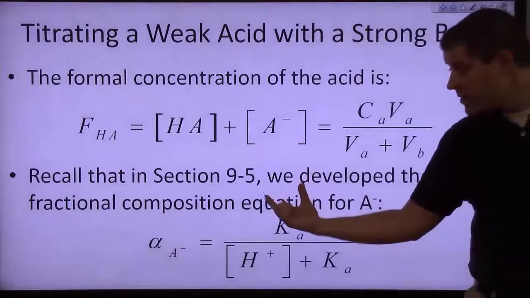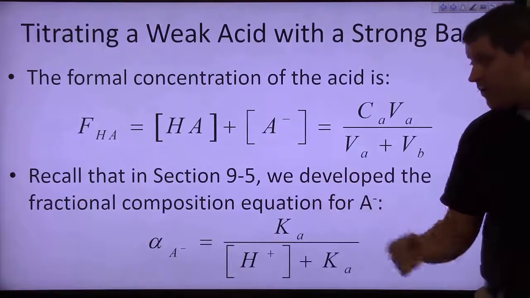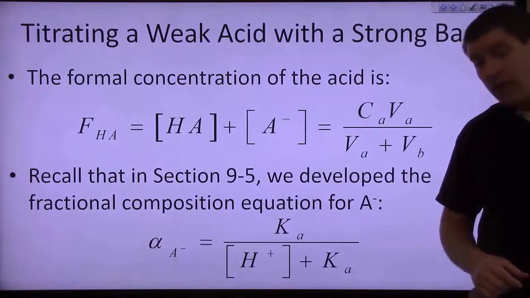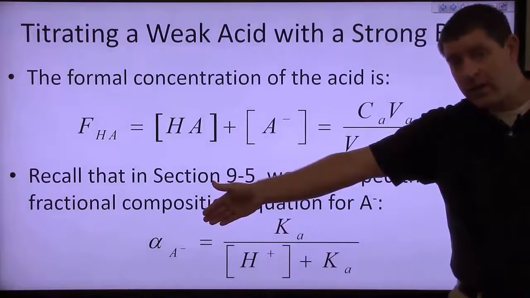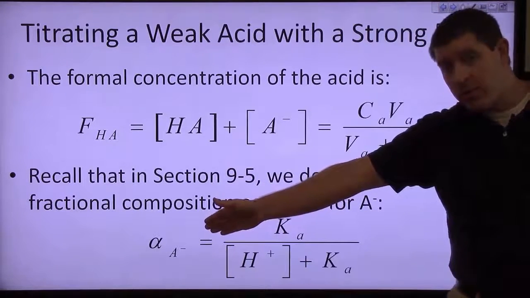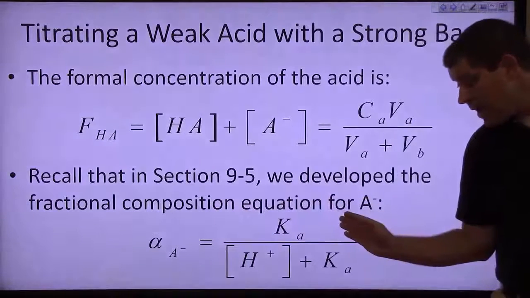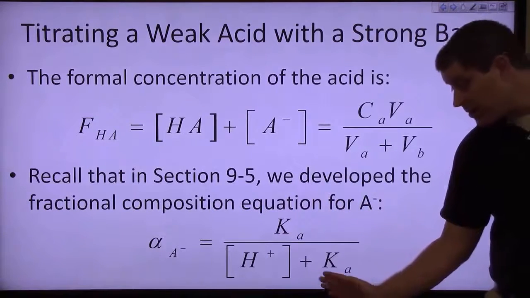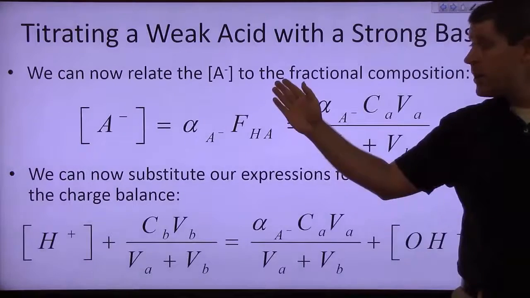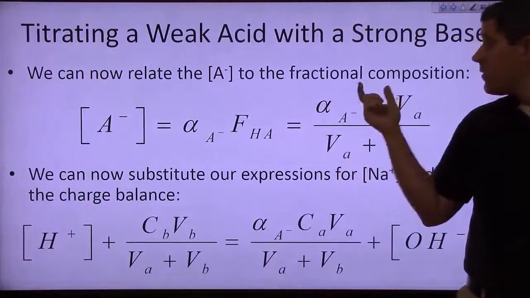Now remember that in section 9.5, we developed the fractional composition equation for A-, that is, the fraction of our acid in the deprotonated form, this alpha A-, is equal to Ka divided by the hydrogen ion concentration plus Ka. And we can now relate the A- concentration to the fractional composition.